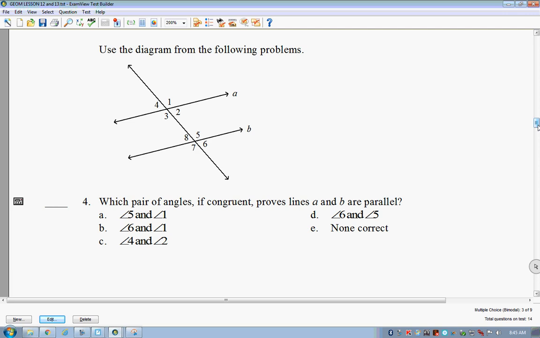Let's start with 6 and 5. Remember, we only have four sets, or actually less than that. We only have 3 things that, if they are congruent, prove that 2 lines are parallel. What are they? Remember that there's 4, but only 3 of them deal with congruency. The 4th one is same side interior, and that's supplementary. So corresponding angles.